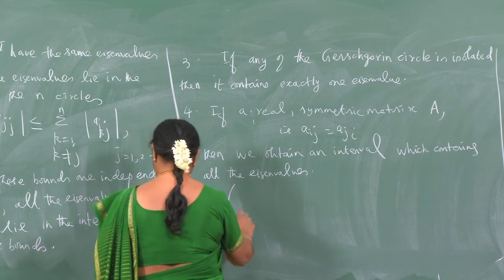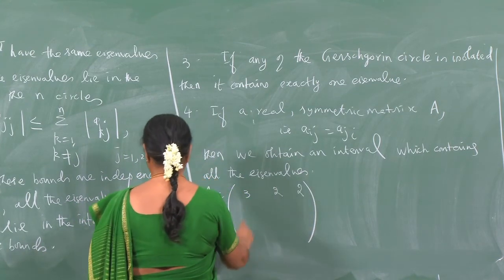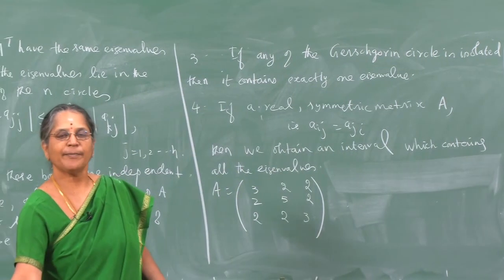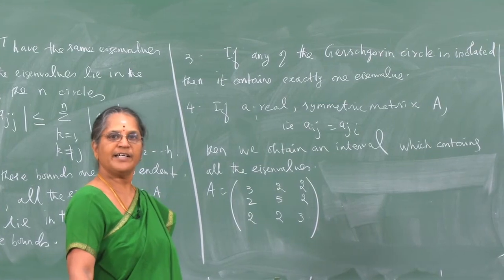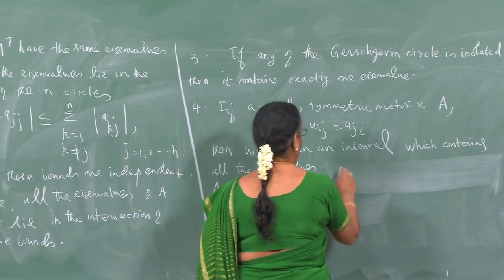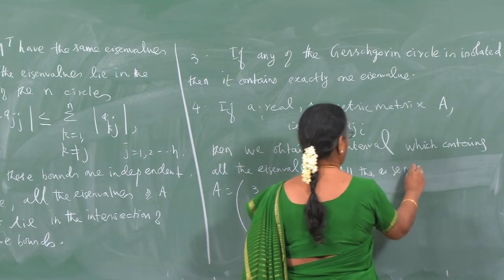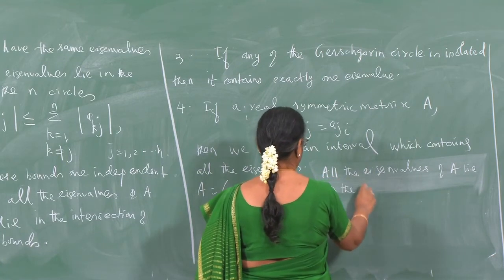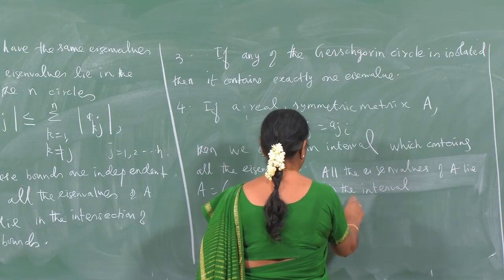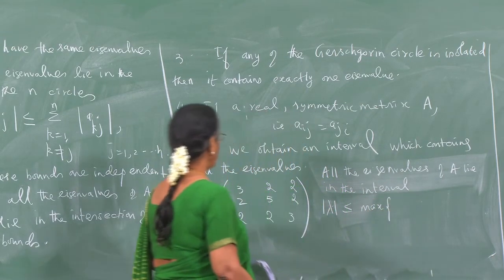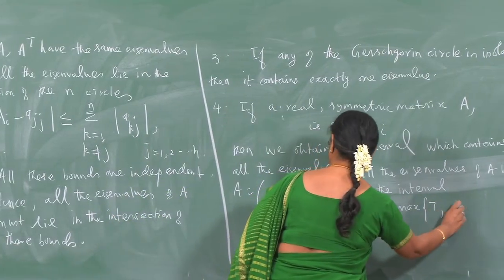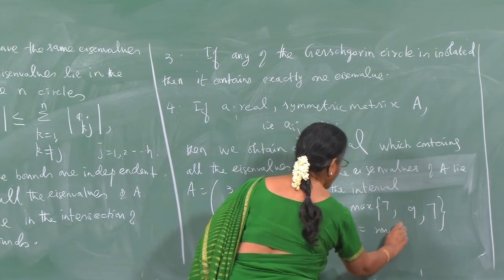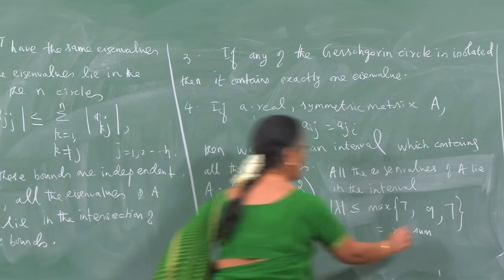Suppose A is a matrix having entries 3 2 2, 2 5 2, 2 2 3. So, let us now apply Gershgorin's theorem and Brauer's theorem and determine the bounds. So, all the eigenvalues of this matrix lie in the interval mod lambda less than or equal to maximum of 7, 9 and 7. What is it? It is the row sum, or it is also the column sum.